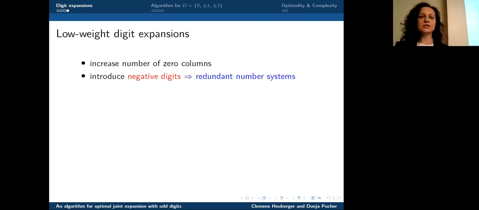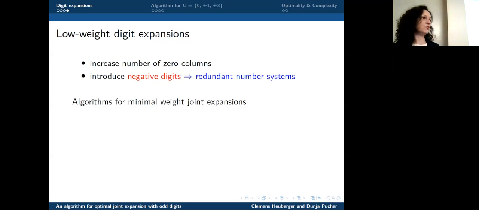However, this leads to redundant number systems, because when we have one positive and one negative digit in a digit set, we can represent any integer. So every integer has infinitely many possible representations. And this means that the goal is to detect which of all these possible expansions are minimal, and then of course to give algorithms which compute minimal weight joint expansions.